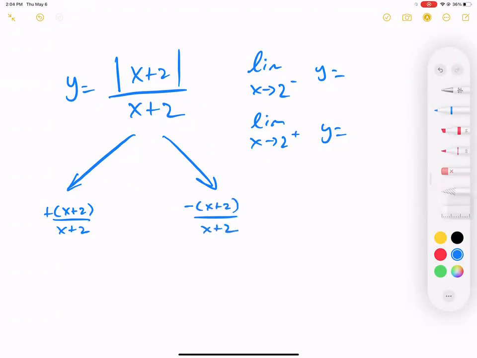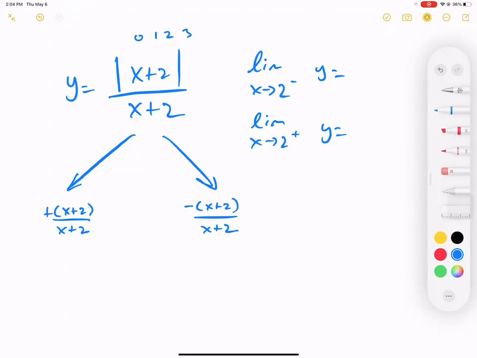Now, when do we use each of these? Well, let me ask you this question here. If x was 0, 1, 2, or 3, do we really need an absolute value sign? What is 0 plus 2? That's positive 2. We're good. What about 1? If I plug in 1, 1 plus 2 is 3. We're good. 2 plus 2 is 4. We're good. 3 plus 2 is 5. We're still good. They're all positive.